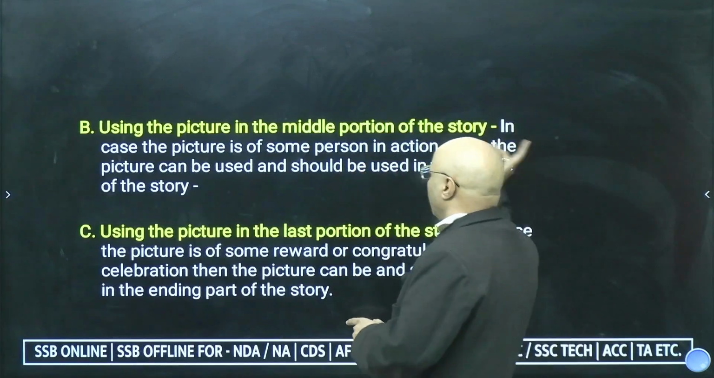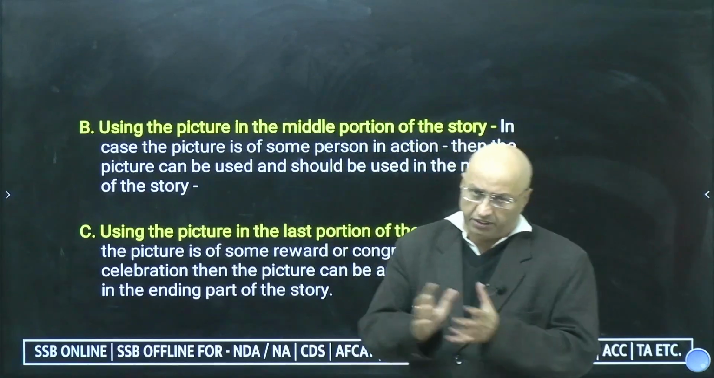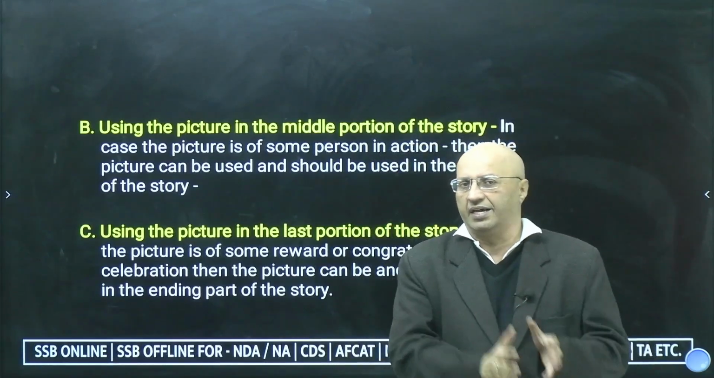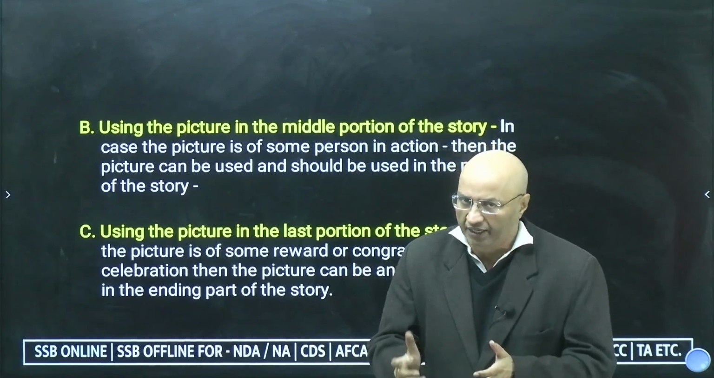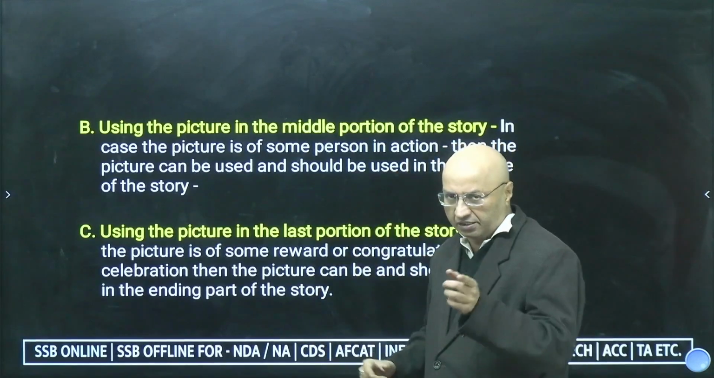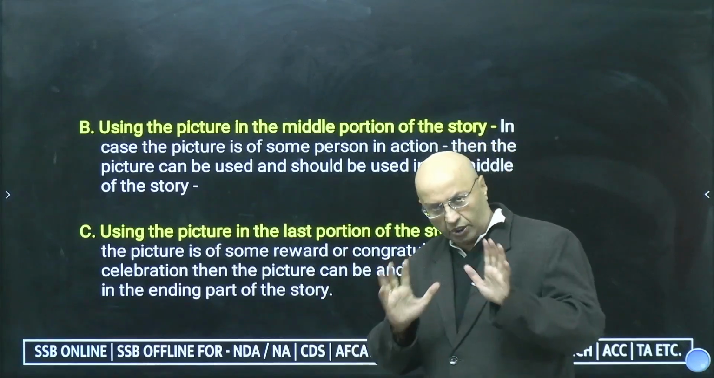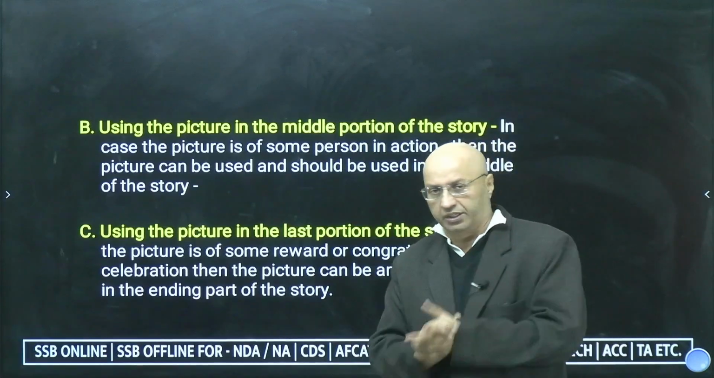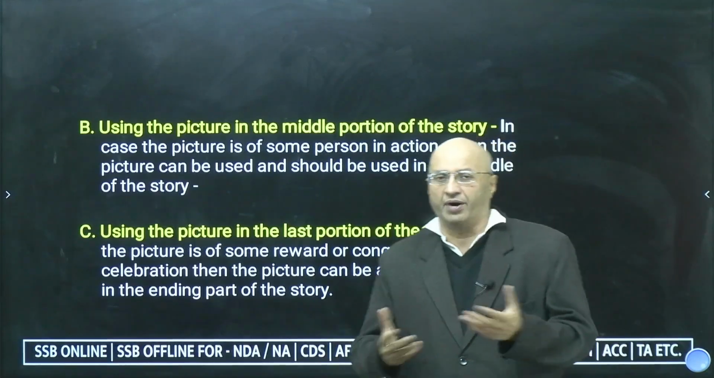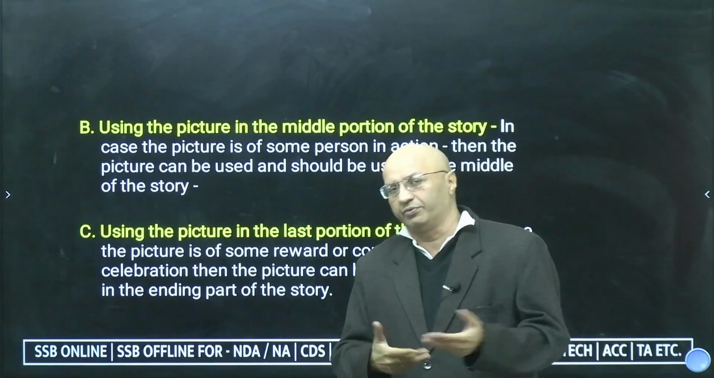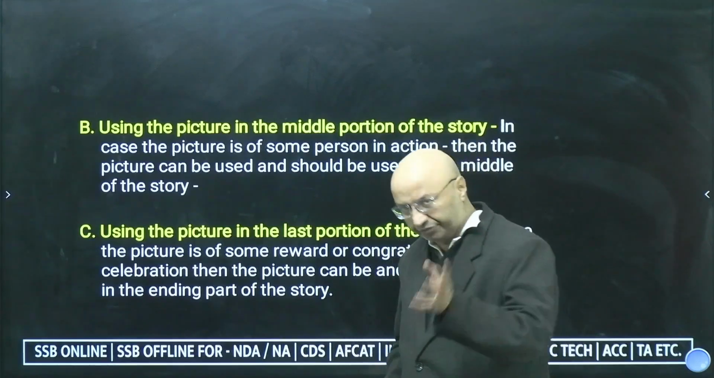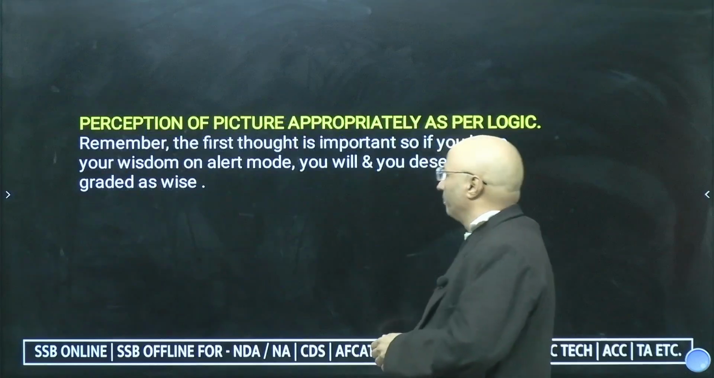Now, if the picture is of some person in action, like he's running, we can say that there was a character, he realized he has to do this, so he did daily running. Now we have used the picture in the middle, and thereafter he did this. Got it? That's the middle. Using the picture in the last portion of the story: the picture is of some reward or congratulation. Here we can show that a character was there, he did this, and he was rewarded. Fine? This way also you can come up.